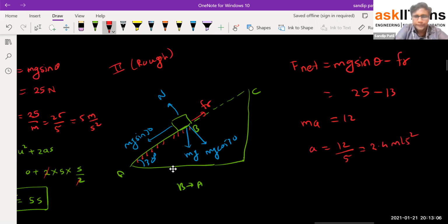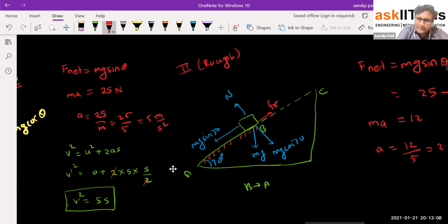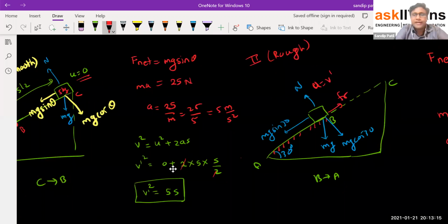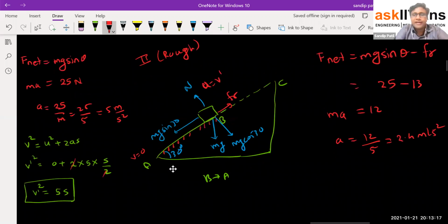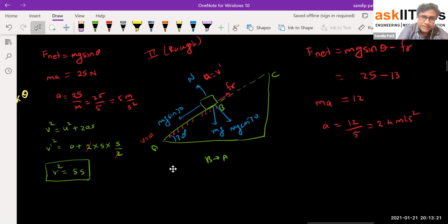square. Okay, so now for this, can I say the initial velocity is v dash? That's right. What is the final velocity? They have mentioned that the block comes to rest here. So final velocity will be 0. Then what is the distance? This distance is also s by 2.